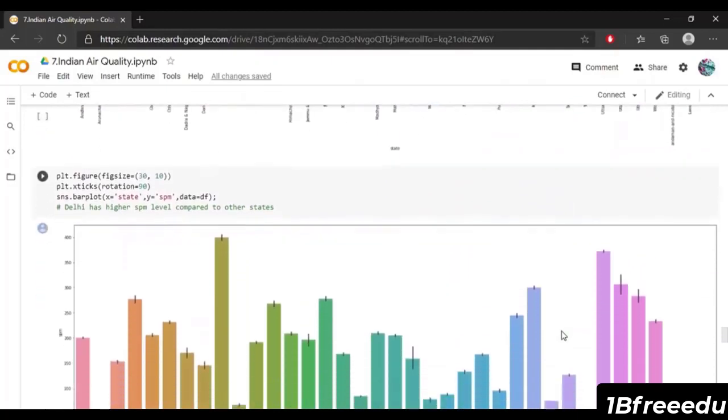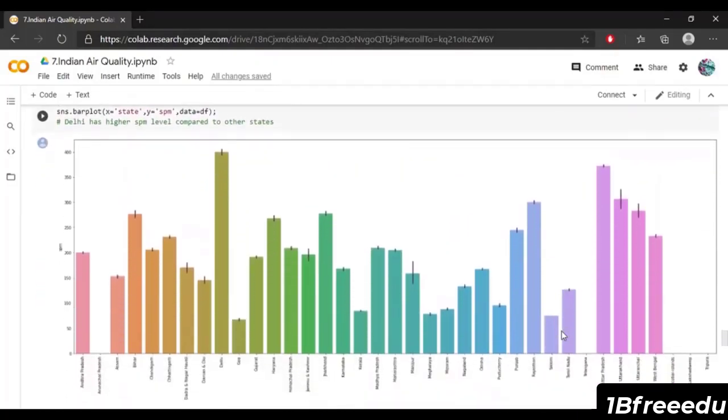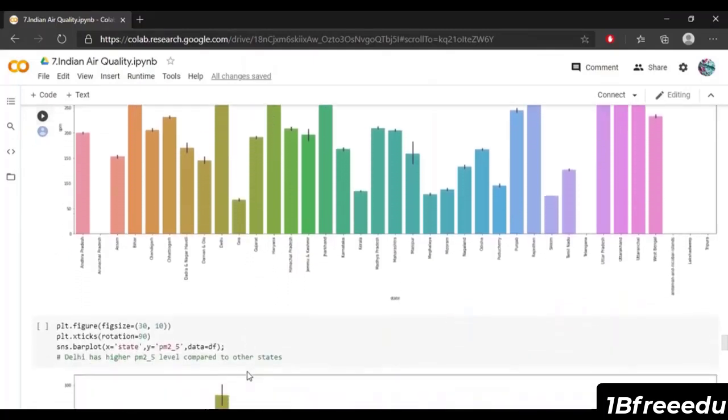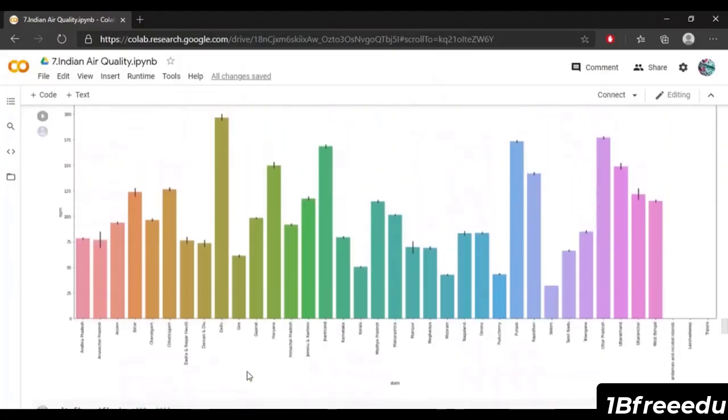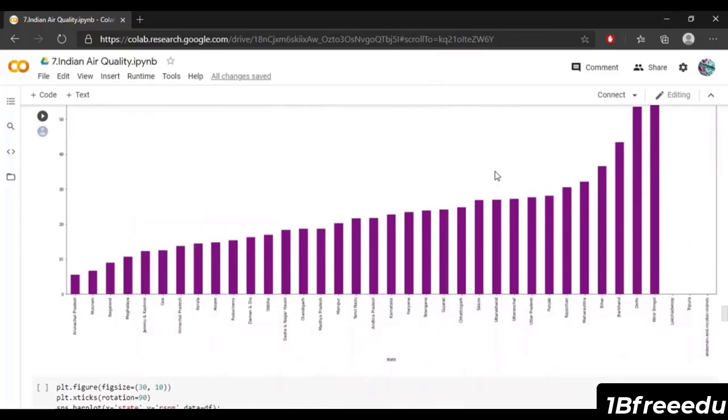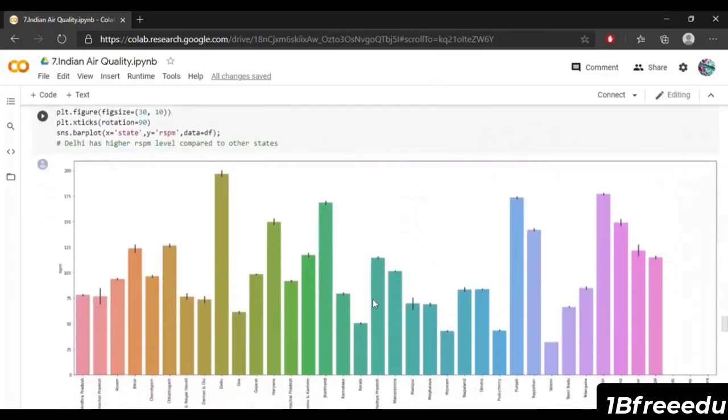So we have used the state on the x-axis and y again, but now instead of the RSPM we have taken the SPM levels, and again Delhi has a higher SPM level, and the least is in Goa so far. So the better plot would be to use these kinds of plots which have been arranged in ascending order.